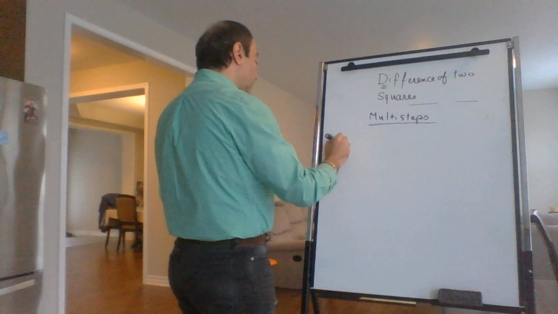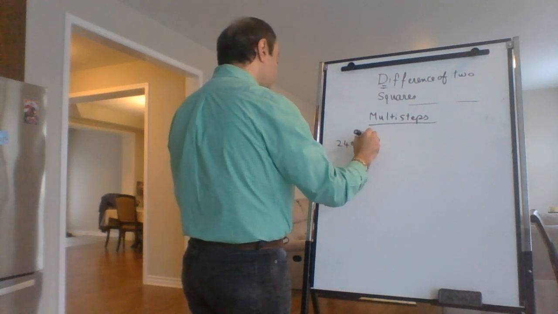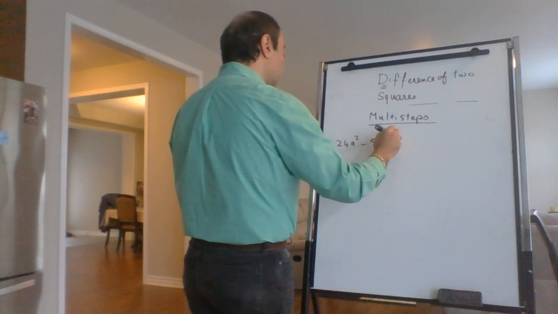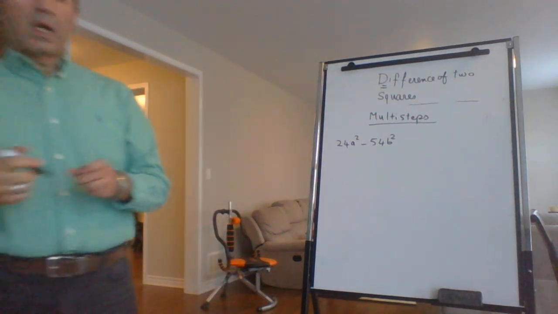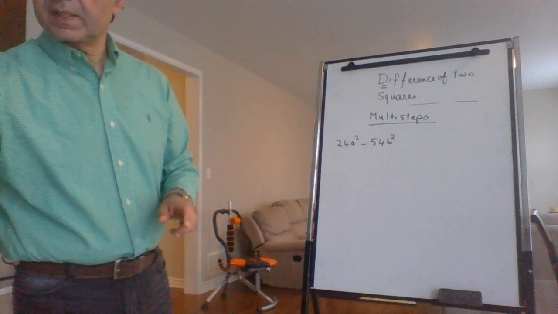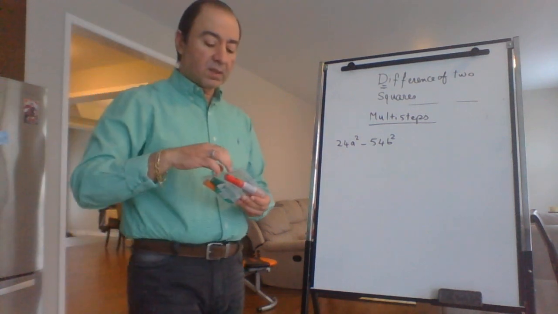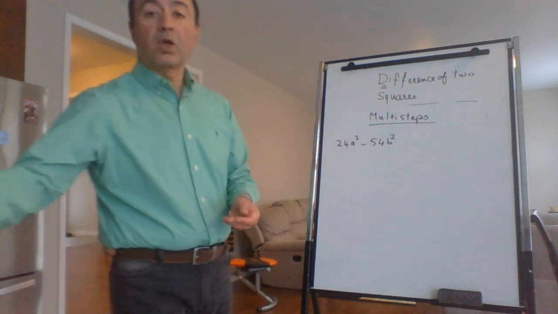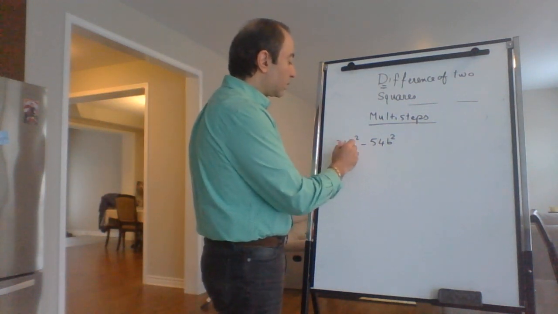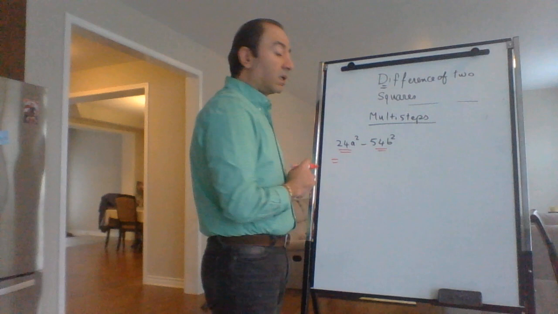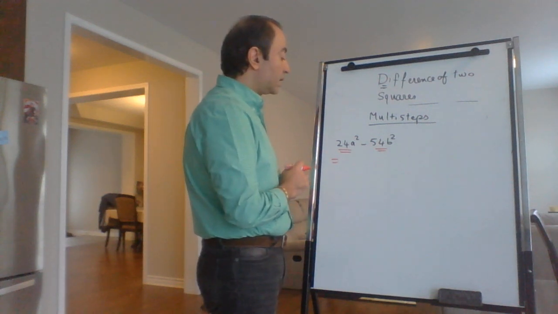So if we have 24a squared minus 54b squared, and I want to factor this, I told you before, the first step of any factoring process should be to look for common factors. So we see here what can be common in there. What is the highest common divisor?